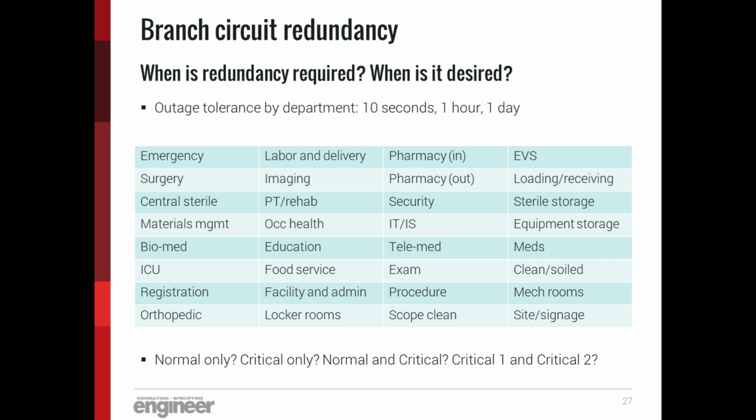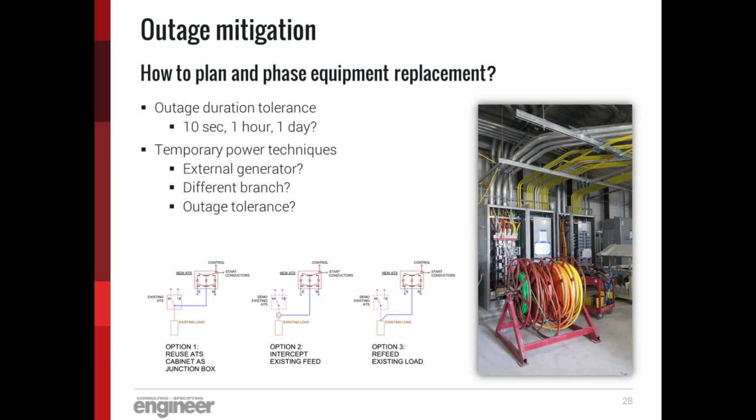For example, a lab doesn't have to meet the patient space requirements of normal and critical. But if you ask the lab, hey, can I shut down power for an hour? They're going to say no. In which case, the outage they can tolerate is moving a plug from outlet A to outlet B on a separate branch. And all of that comes back to how do we mitigate this?